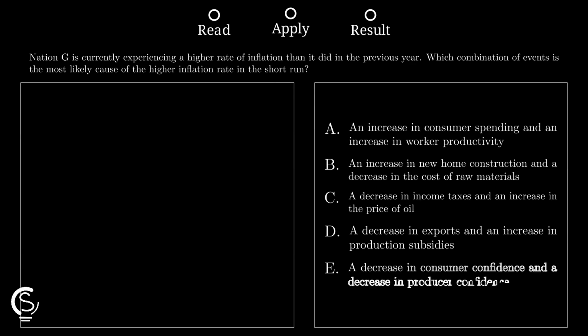Short-run inflation usually comes from either stronger aggregate demand or weaker short-run aggregate supply. So we want the choice that raises spending pressure and also makes production more expensive.